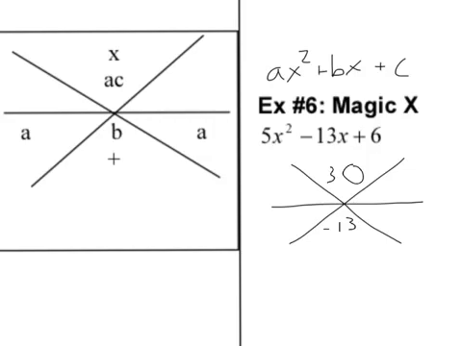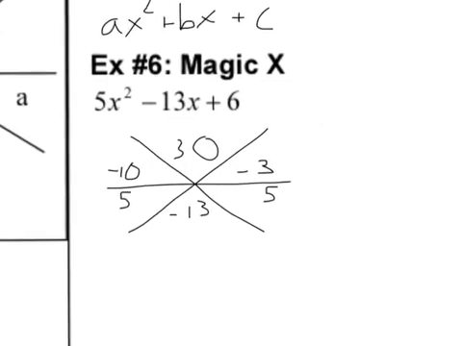So I need something that'll multiply up to 30, but add up to negative 13. And this is probably the hardest part for some people. It just takes some thinking. And the answer is going to be negative 10 and negative 3. Negative 10 times negative 3 is 30, and negative 10 plus negative 3 is negative 13. Then remember, I'm going to divide by my a, which is 5.